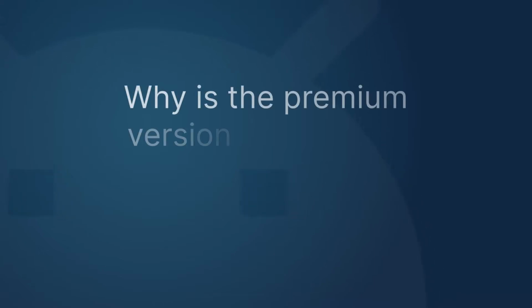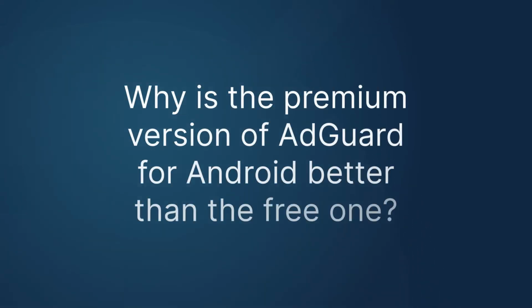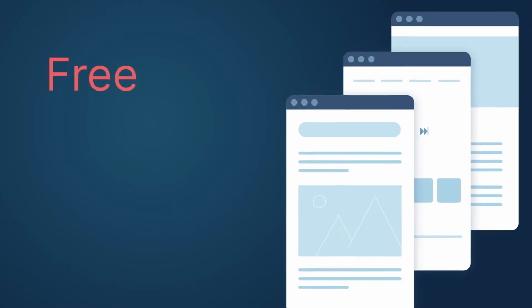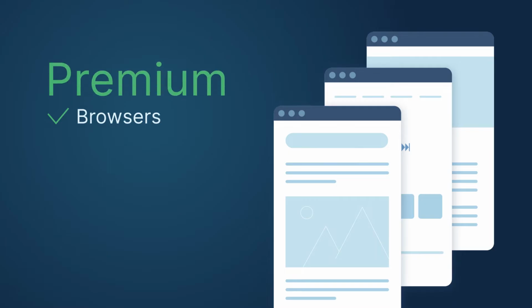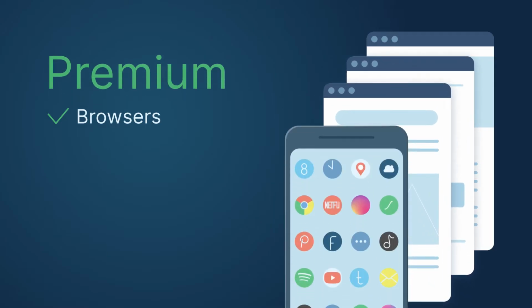Why is the premium version of AdGuard for Android better than the free one? The free version blocks ads and trackers only in browsers. The paid one protects both browsers and other apps installed on your device.